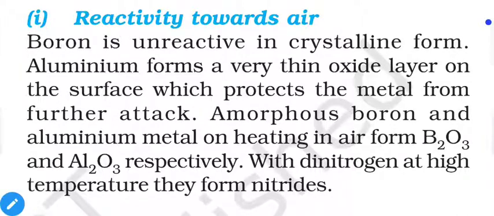On the other hand, for iron-like metals, we have to cover it with paint, because if it comes in contact with atmospheric oxygen and moisture, it will start rusting. Aluminium does not require this type of protection because the oxide layer of aluminium protects the aluminium metal. So amorphous boron and aluminium metal on heating form B2O3 and Al2O3 respectively.